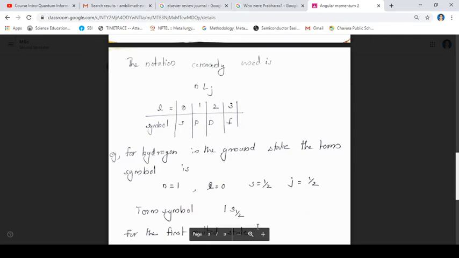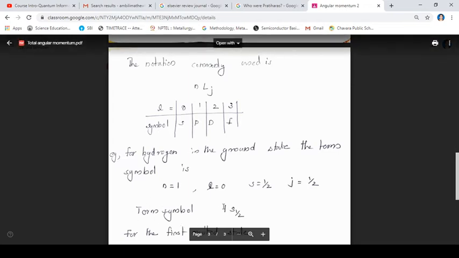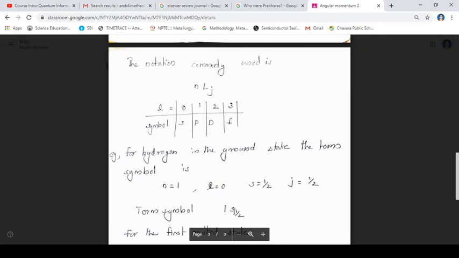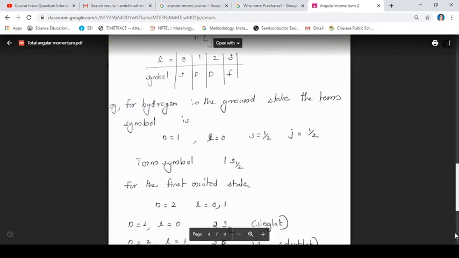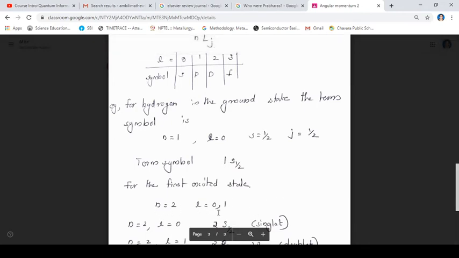So in the ground state, n equal to 1 and l equal to 0, S is equal to half, and then J will be half. So the term symbol will be 1s, since n is equal to 1 and l equal to 0 is an s state, and J is equal to half. So 1s half. For the first excited state, what happens? n equal to 2. l can have two values because l can have n values from 0 to n minus 1. So l will have a value either 0 or 1.